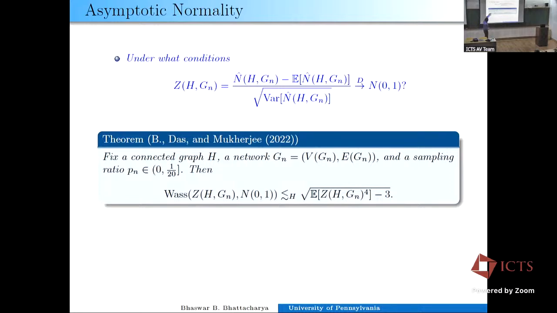I have a fixed motif H, and I have a population graph G_n. I have a technical assumption that the sampling rate is not too large. This is not that important, but sampling rates are usually taken small, otherwise there's no compression. So it's less than 1/20. Then the Wasserstein distance between the standardized statistic and the normal 0-1 distribution is bounded by the fourth moment of my standardized quantity minus 3. What is special about 3?